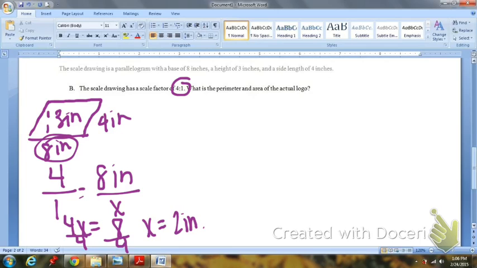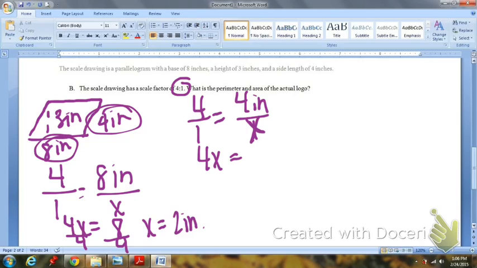Now we'll do the same thing for the height of 3 and the side of 4. We're going to set it up the same way with our scale factor, 4/1, and this time we're going to use 4. So 4 inches over x, because we don't know what the actual size is. We're going to cross multiply. 4 times x is 4x. 4 times 1 is 4. Divide both sides by 4. x equals 1 inch.